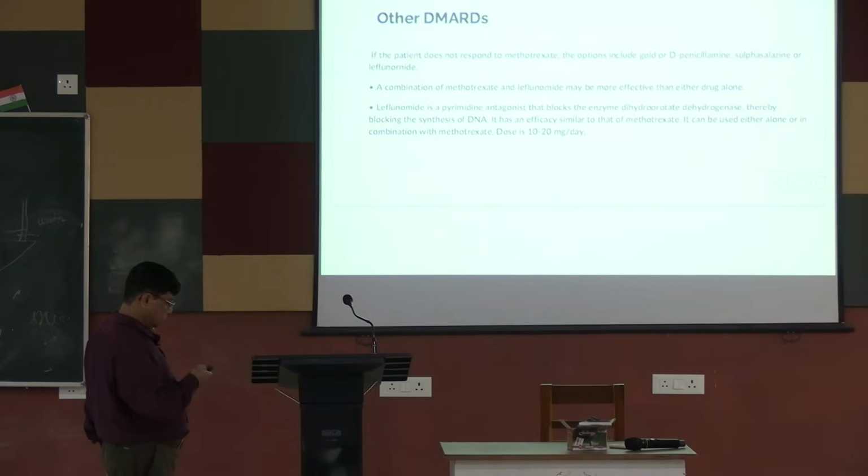Other DMARDs are also used. Leflunomide is important, and nowadays it is very much used. It is also used along with methotrexate when you cannot control the disease with methotrexate alone. We give leflunomide because hydroxychloroquine has severe eye toxicity and you cannot give it for a prolonged time. Sulfasalazine is a sulfonamide and has many toxicities like that. So methotrexate you can use for a prolonged time, and leflunomide you can also use for a prolonged time.